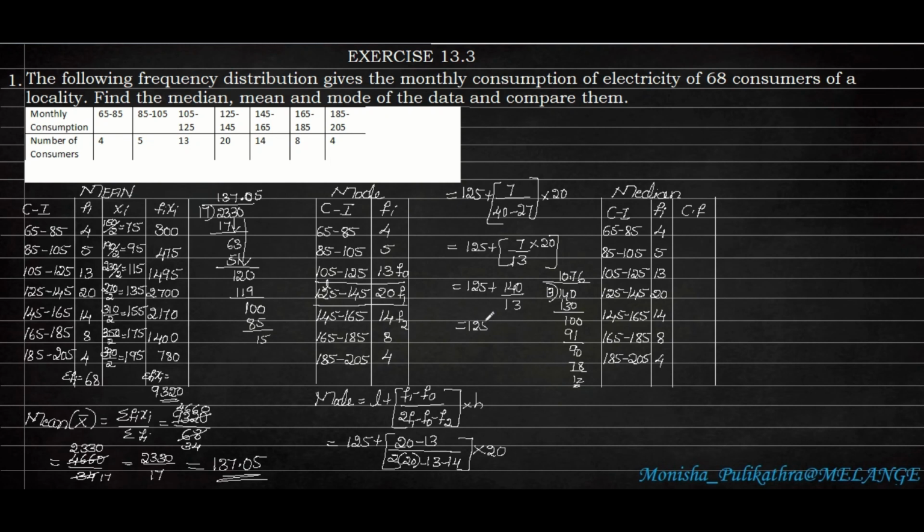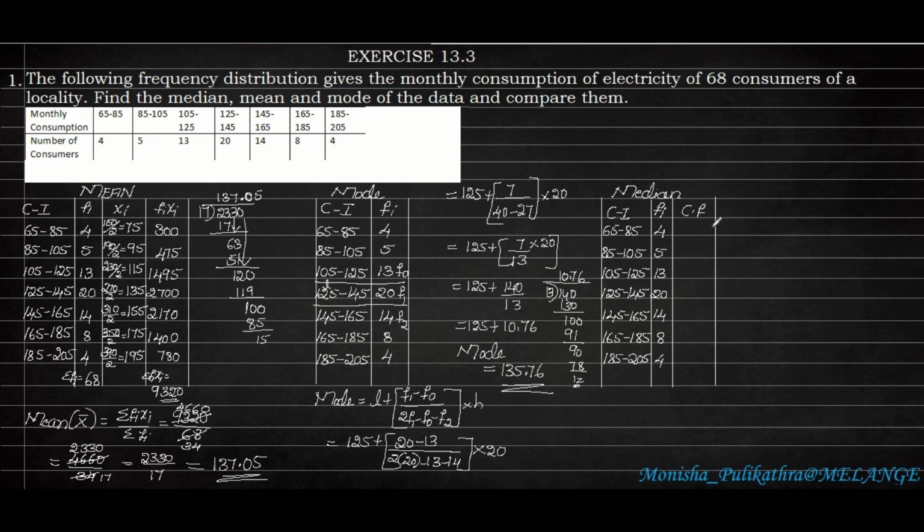So 125 plus 140 divided by 13 is 10.76. Therefore the value of mode will become 135.76. This is the value for mode. Okay. I hope you understood how to calculate mean and how to calculate mode. So next is median. You have to find median here.